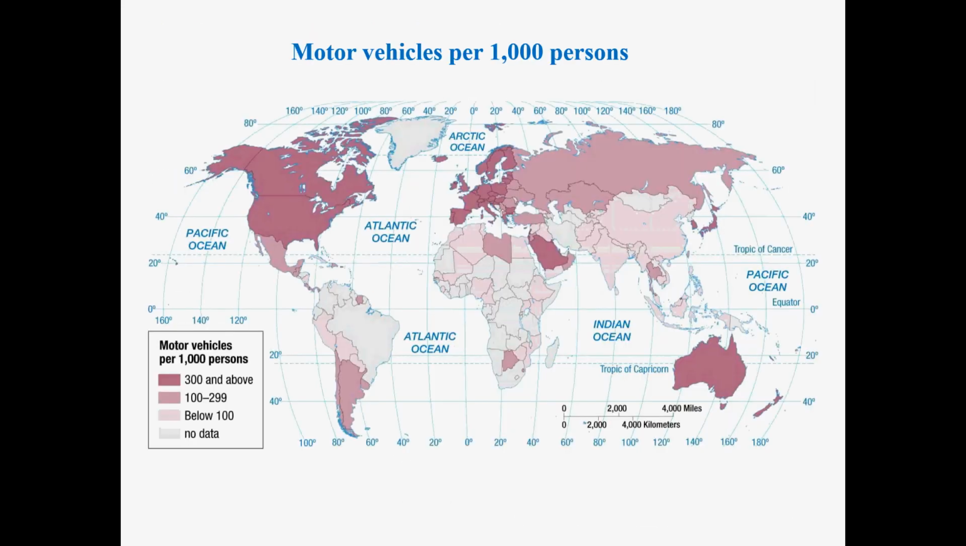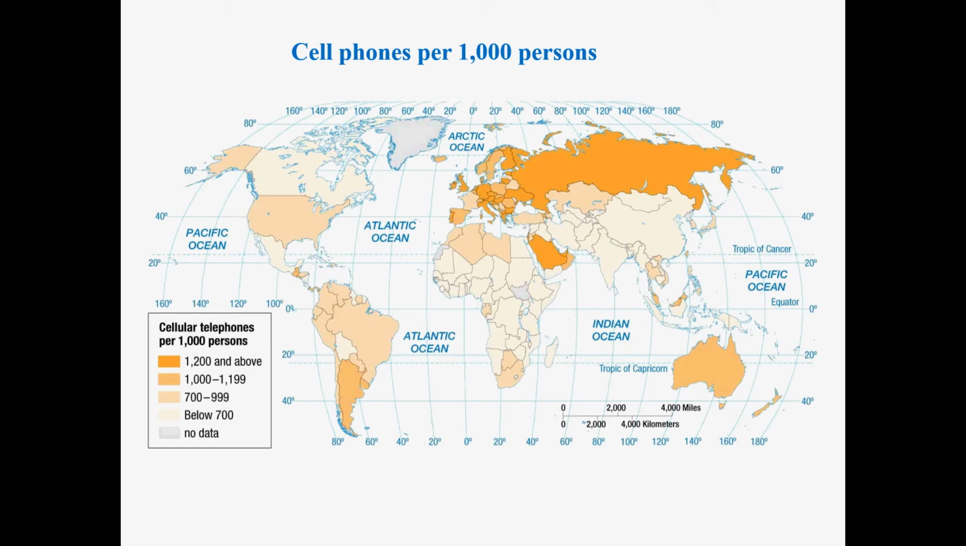And this motor vehicles ownership, the number of motor vehicles per thousand people, also gives a sense of a different pattern between developed countries and developing countries. Then we look at the number of cell phones per thousand people. We see similar pictures, and more developed countries seem to have more people who own cell phones than countries that are not developed.